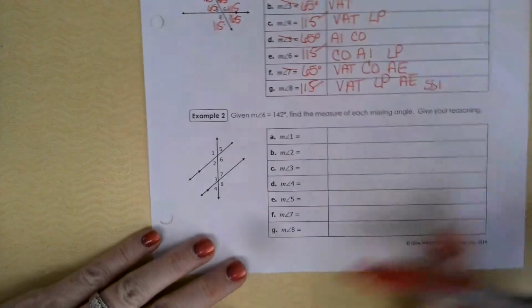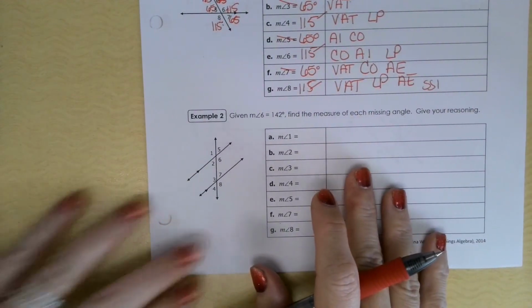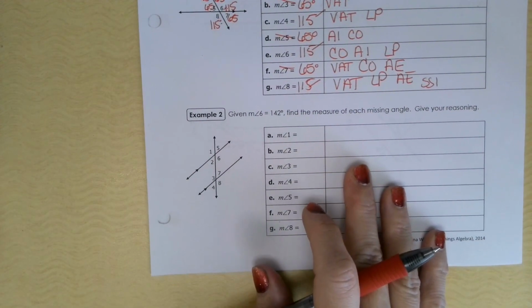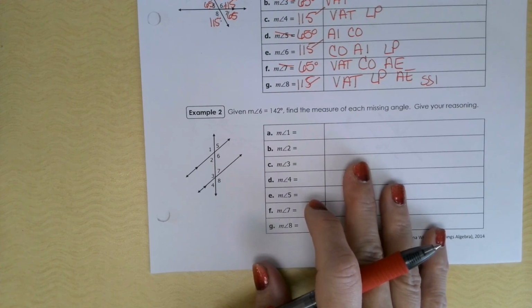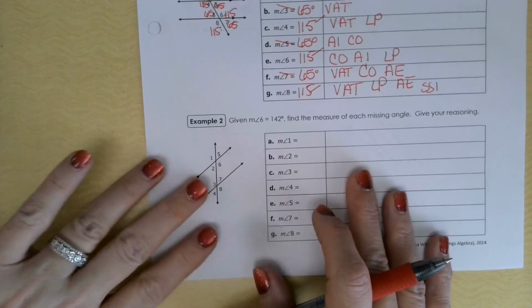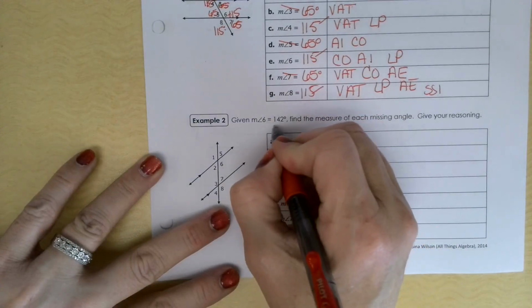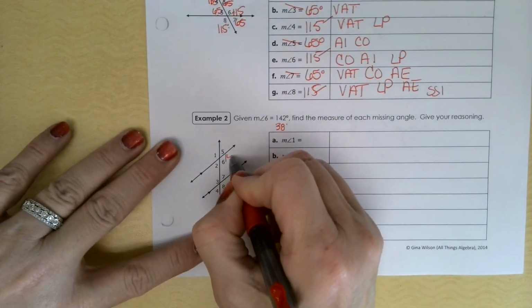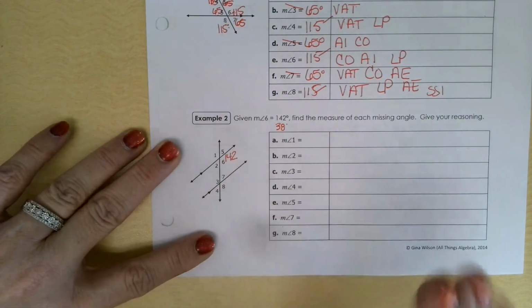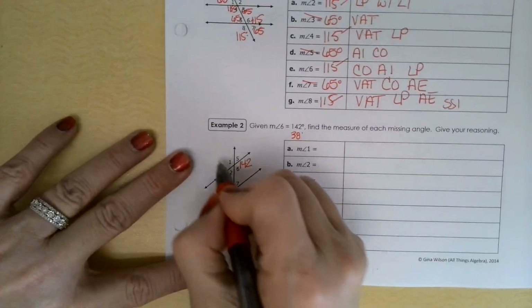Okay, so now we're going to do it again, and I'm going to be quick. I'm going to show you how quick I would expect you to do this problem. So first of all, I'm going to figure out what 180 minus 142 is, and that's going to be 38. So I know the supplement of this is 38. Okay, so let's put 142 in my picture. I know I've got 38, and I'm going to show you how quick this is. Watch.